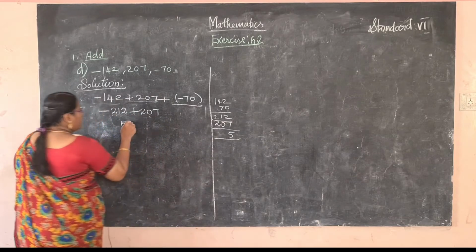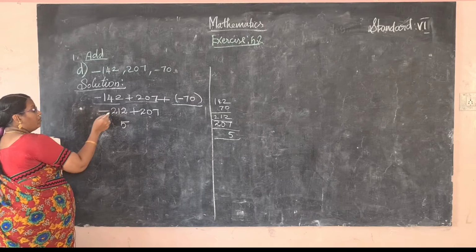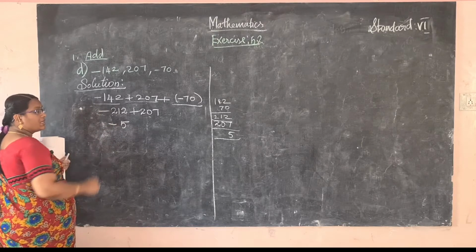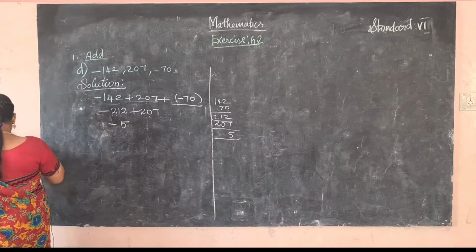So first I write the answer 5. Which number is the greatest number? 212. That number has a negative sign. So the answer is minus 5. Okay, and next one.